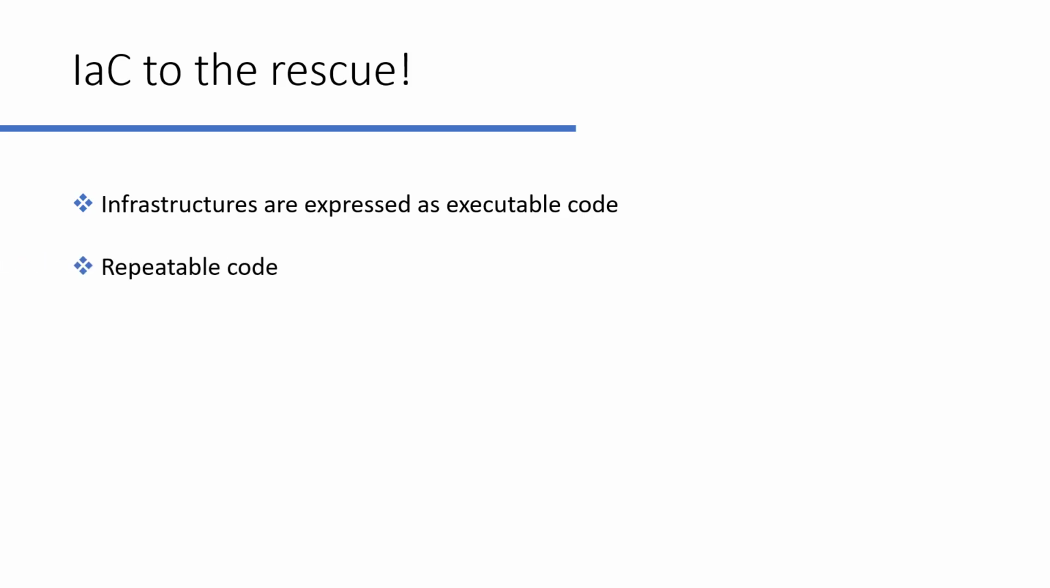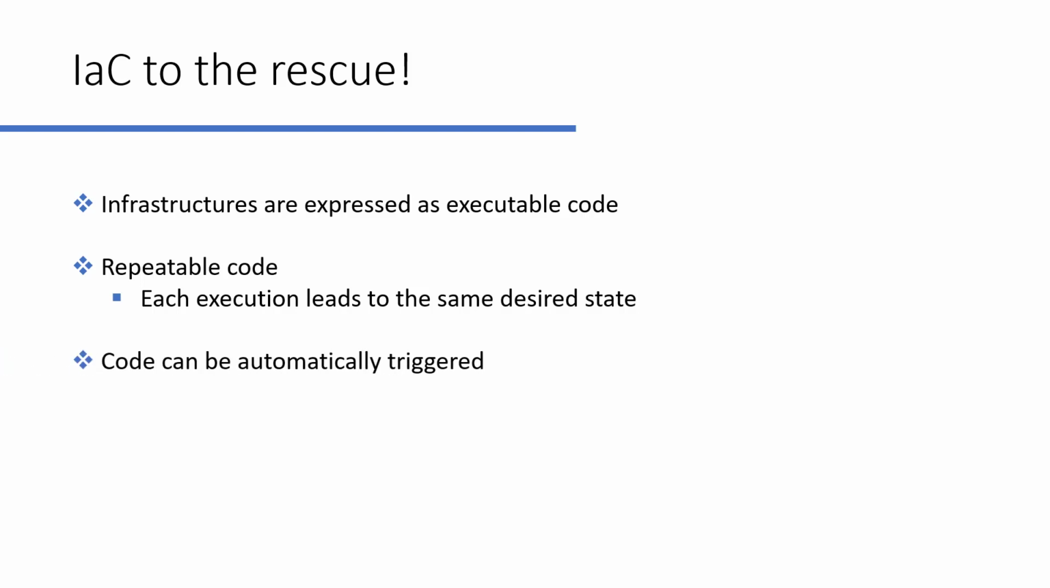And this is where IaaC comes to the rescue. So in an IaaC world, or infrastructure as code world, infrastructure is expressed as code. This code is executable, so it can be repeated, it can be executed as needed. So the bottom line is that each execution will lead to the same desired state. That's the premise of infrastructure as code.